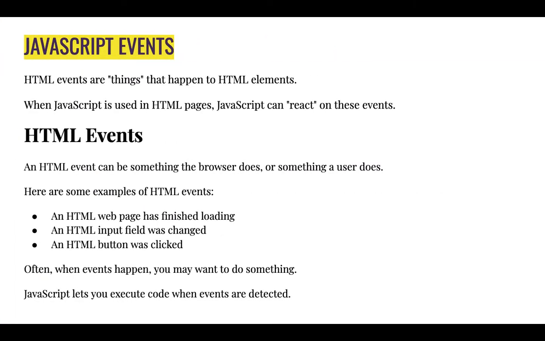HTML events are things that happen to HTML elements. When JavaScript is used in HTML pages, JavaScript can react on these events. An HTML event can be something that the browser does or something that a user does. Here are some examples of HTML events.